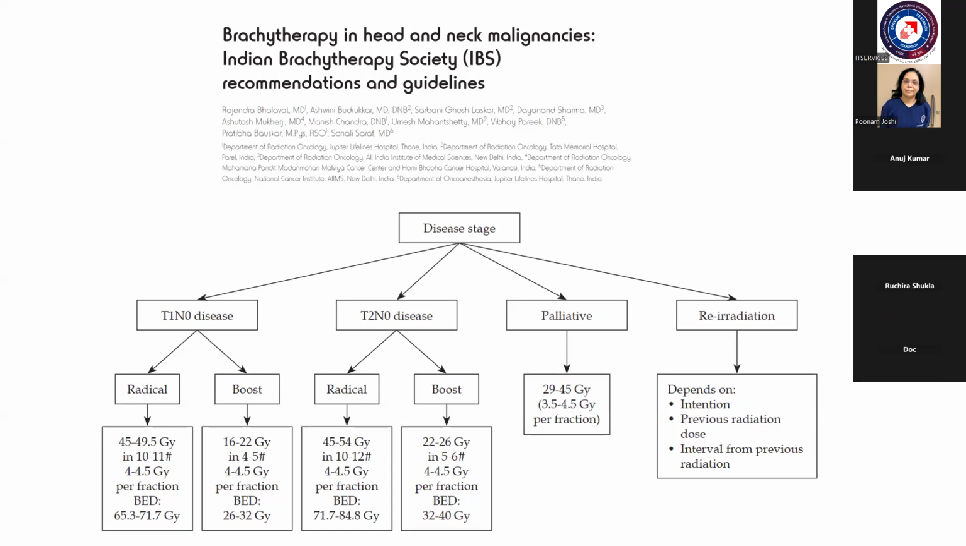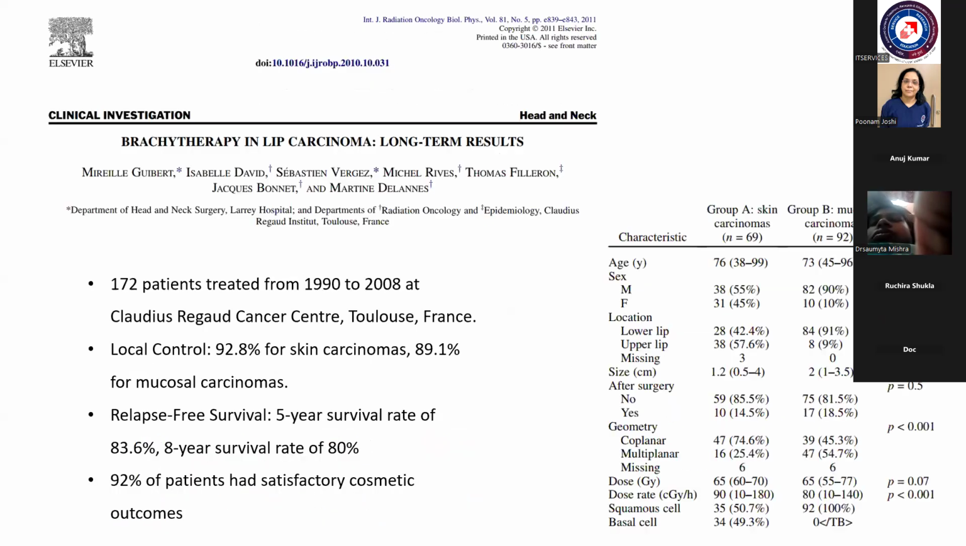This is an article that was published in the Red Journal on the long-term results with brachytherapy in lip cancers. So 172 patients were treated from 1990 to 2008 at a center in France. And it was seen that the local control was 92.8% for skin carcinomas. What they have done is divide the lip cancers into the mucosal aspect of the lip as well as the anterior aspect of the lip. So it was 92.8% for skin cancers and about 89.1% for mucosal cancer.